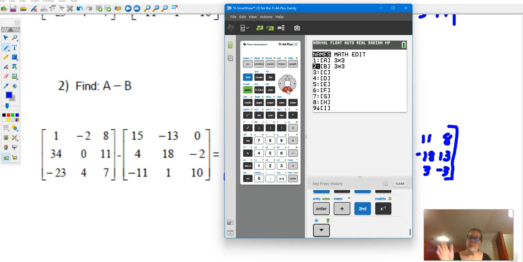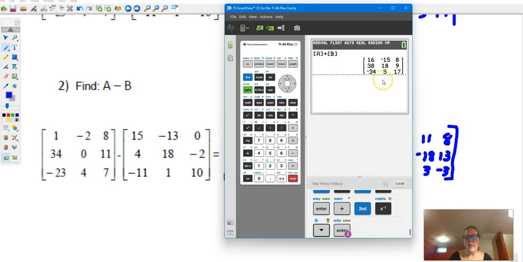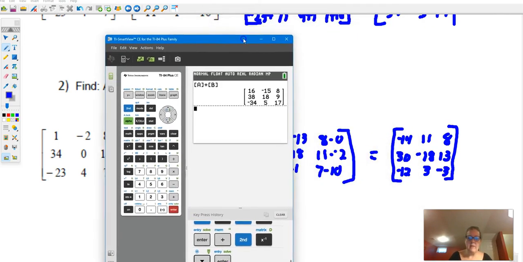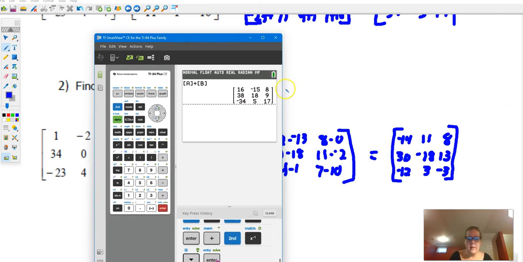Edit is where you put the numbers in, and names is where you're going to do your operations. You're going to pick matrices from operations. So you should get here 16, negative 15, 8, 38. You know, all these numbers should have been the numbers we got up here. And if we didn't get those numbers, we had a typo.